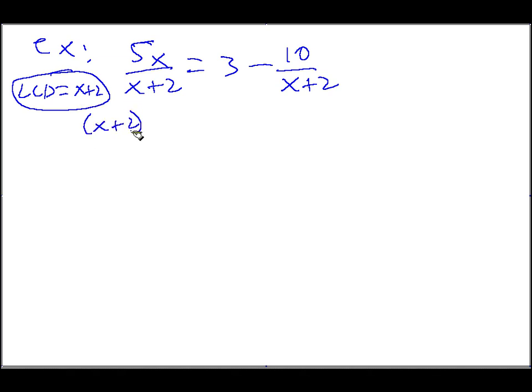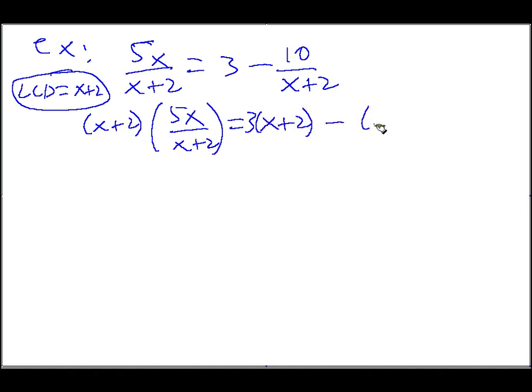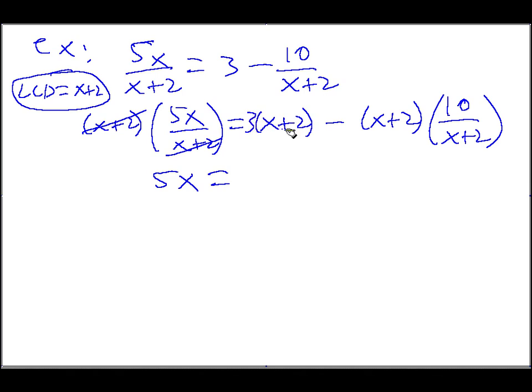All right, so let's multiply everything by x plus 2. So x plus 2 times the first fraction on the left side, 5x over x plus 2. On the right side, let me put 3 in front if you don't mind. 3 times x plus 2. That looks a little better, okay? And then minus, so here's a minus sign here. Let's bring it down, all right? X plus 2, my LCD, times the last fraction here, 10 over x plus 2. Okay, so we're good on that. So the x plus 2's drop off on the left side. I just have 5x equal to, let me distribute the 3 here. 3 times x is 3x. 3 times 2 is going to be positive 6.